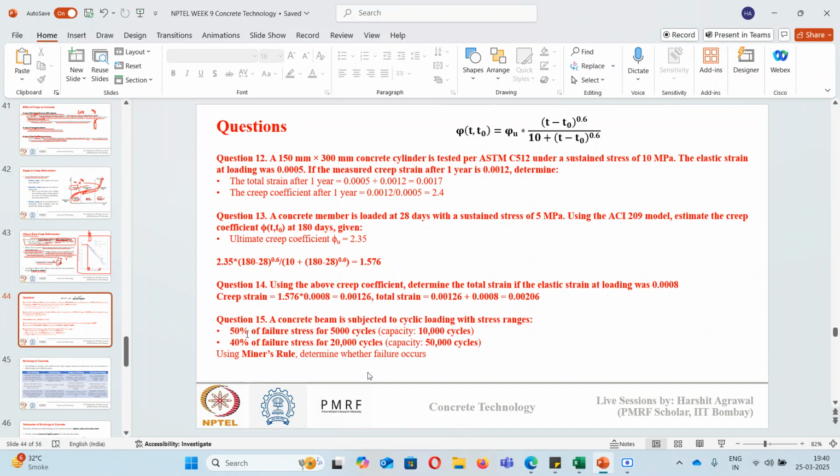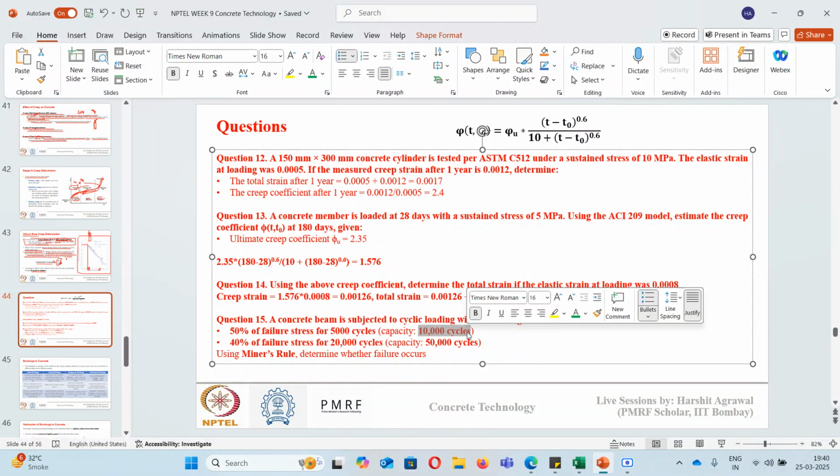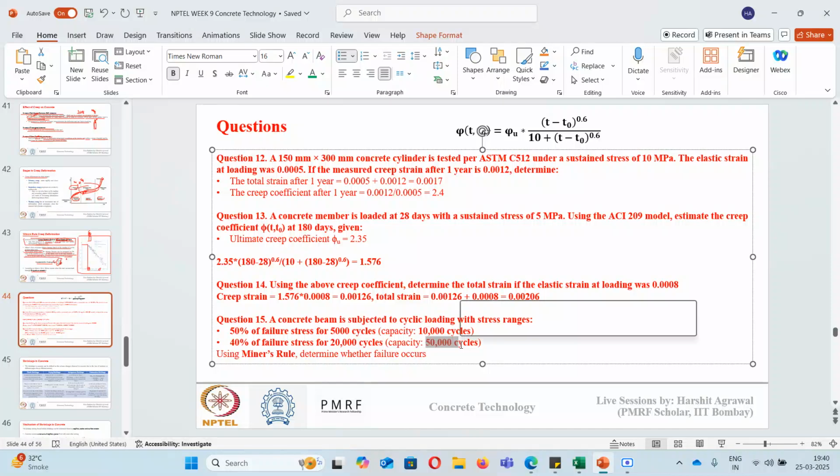So 50% fracture stress of 5,000 cycles, which has a capacity of 10,000 cycles for failure, and 40% failure stress of 20,000 cycles, which has a capacity of 50,000 cycles. Now, using Miner's rule, determine whether failure will occur or not. Okay, so you have two stress cycles, and you know the capacity at which failure will occur. So how will you apply Miner's rule to calculate whether failure will occur or not? Give it a try.